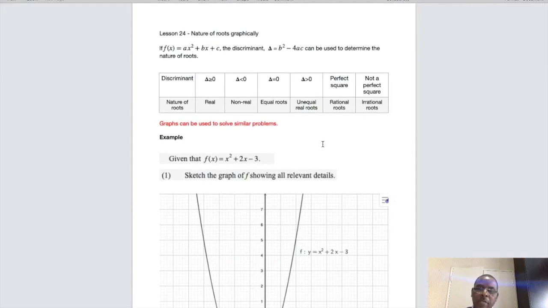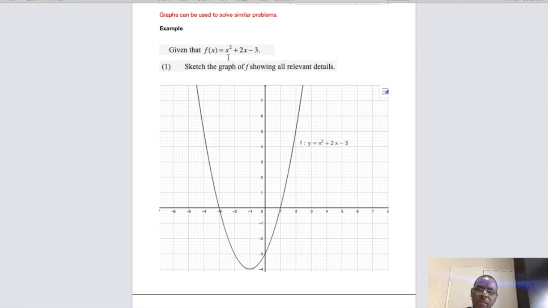We dealt with the nature of roots when we were solving quadratic equations, and we were making use of the discriminant. But in this lesson, I need us to look at how we can use graphs to interpret problems that involve nature of roots. So we are going to be solving equations graphically.